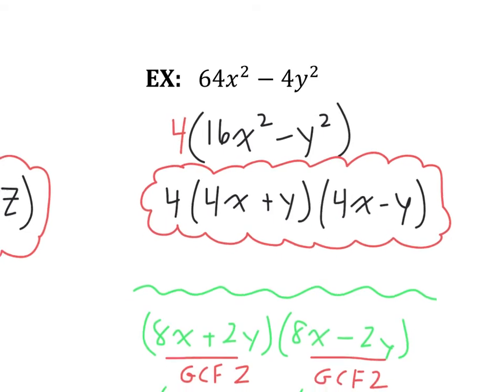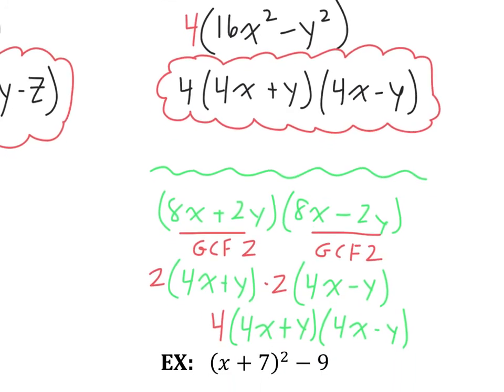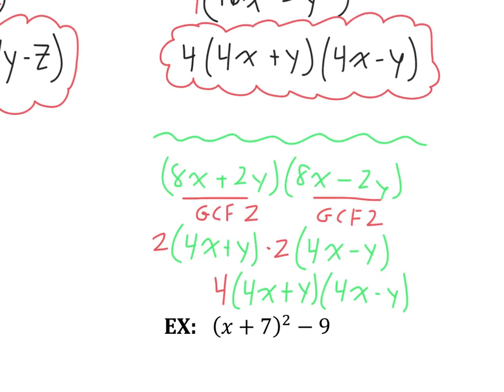Now I did show if you didn't pull the GCF out right away, here's what you would have had. 8x plus 2y times 8x minus 2y. But again, this factor has a GCF of 2, as does this factor. So you would have to pull that GCF out of both of those, okay? And then you're left with 4x plus y, and then a 2 times 4x minus y. Well, then you have to multiply 2 times 2, and that's where you get that 4 out in front.